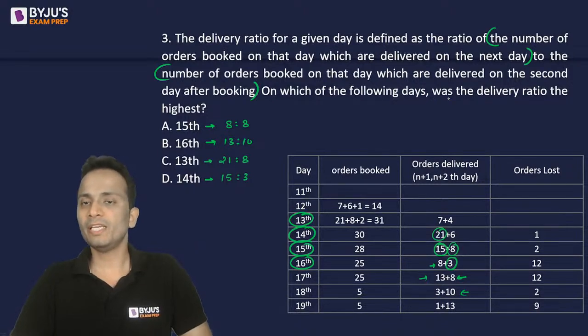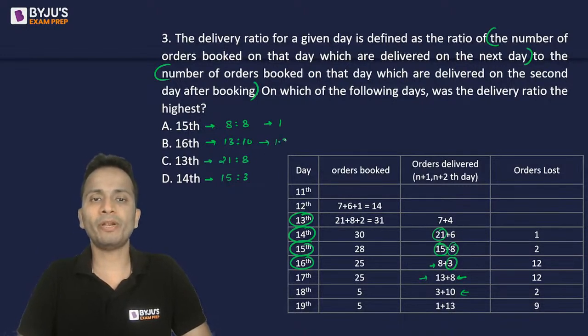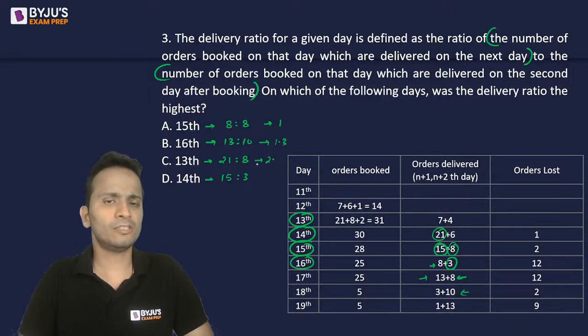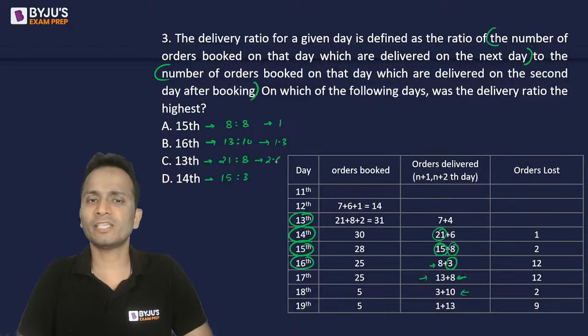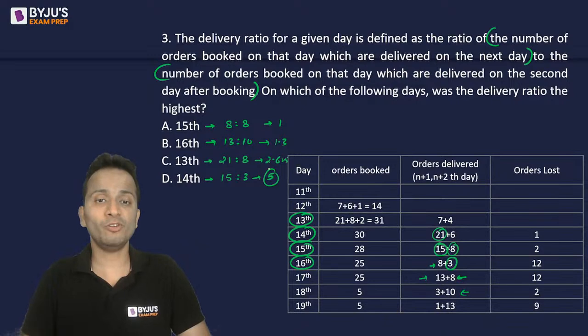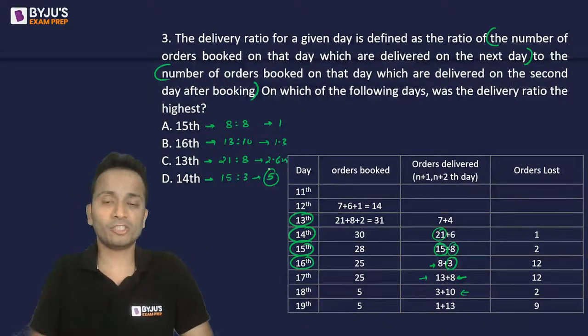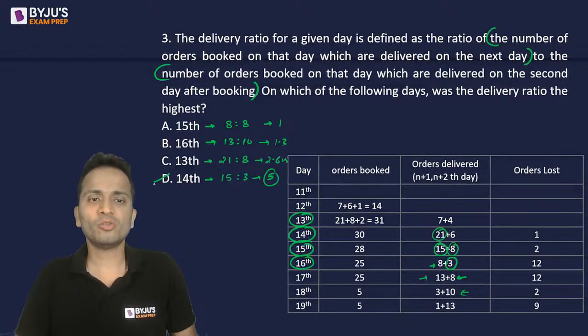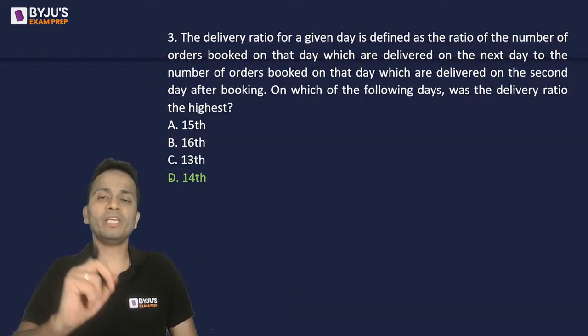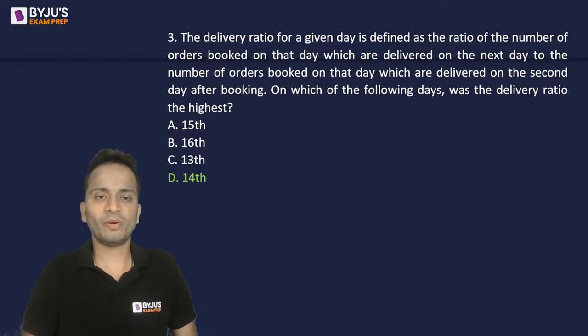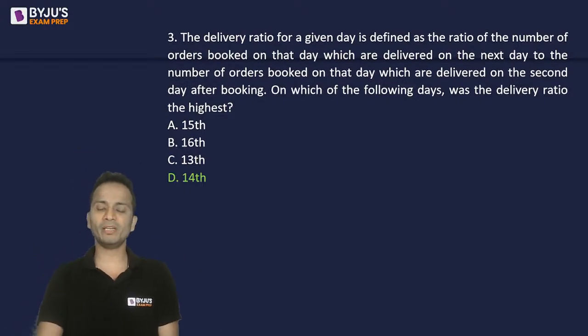Now on which of the following days is the delivery ratio the highest? Here it is equal to 1. Here it is 1.3. Here it is 2.625, and here it is 5. 15 is to 3, the value is 5. So I can say that this number is obviously the highest. So the delivery ratio is highest on the 14th of this month. We have the numbers, we just have to interpret carefully what is being asked.